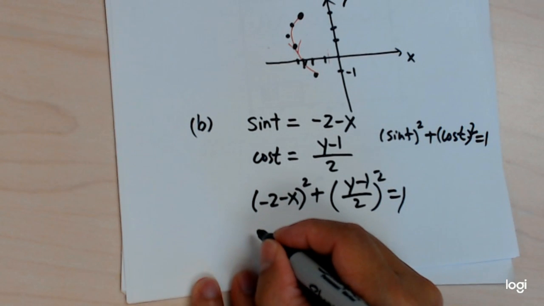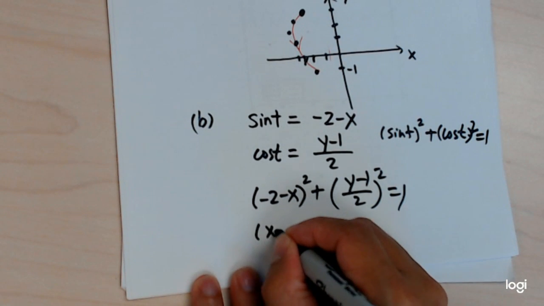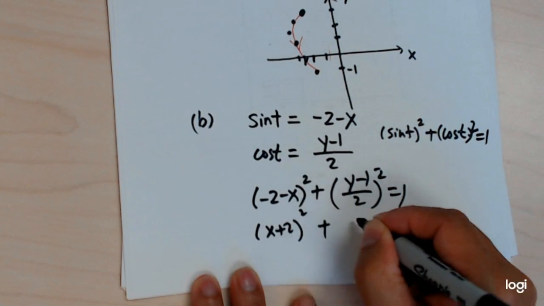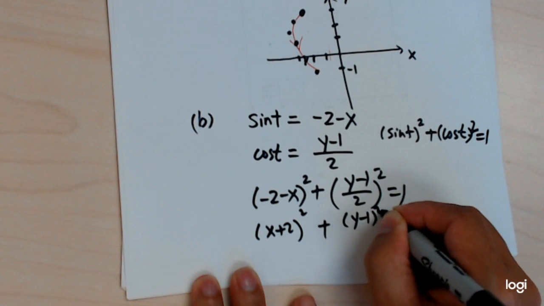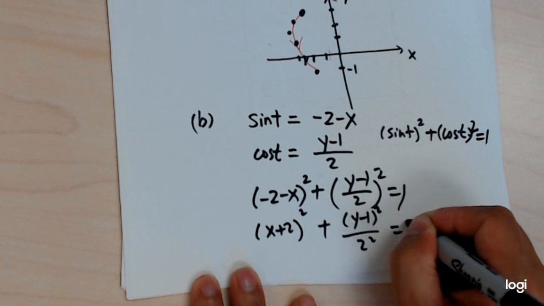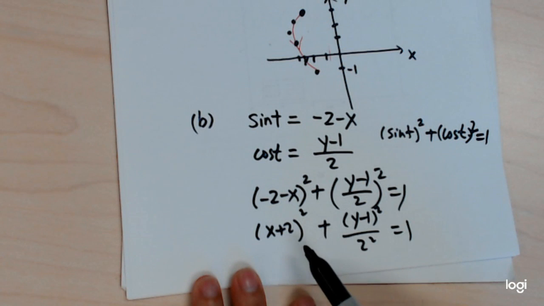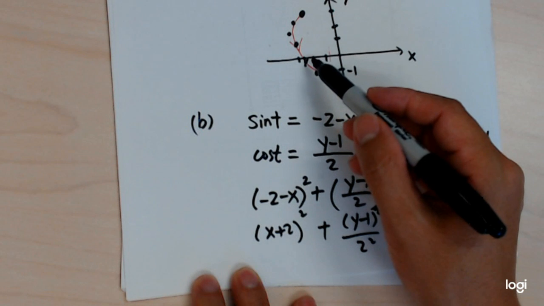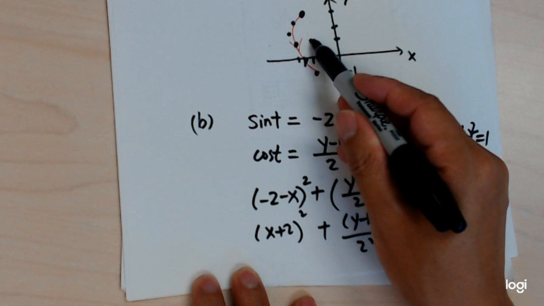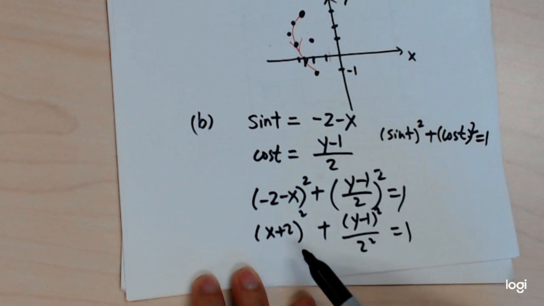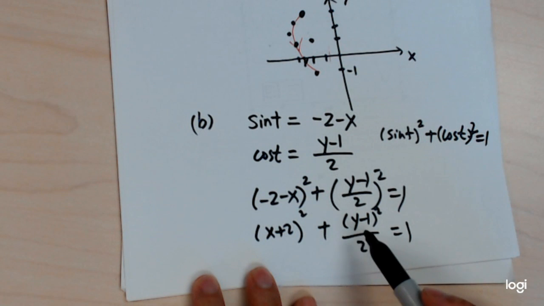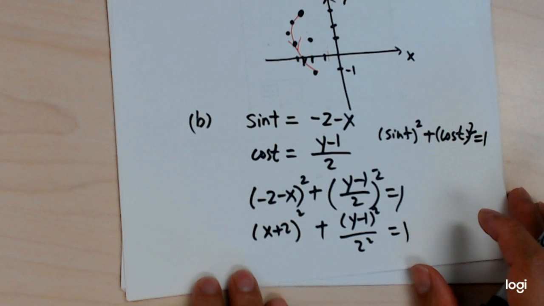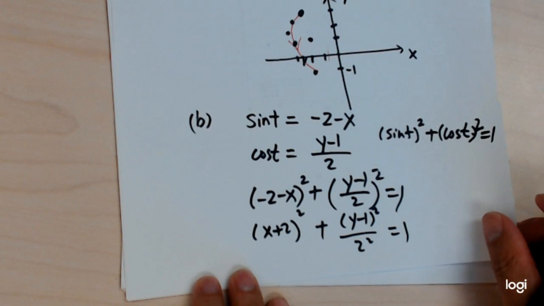I can rewrite this a little bit more, and I get x plus 2 squared, y minus 1 squared over 2 squared. You don't have to do this, but this clearly indicates this is an ellipse. The center is -2, 1. Okay, the center is -2, 1. So that's the center of the ellipse with some major axis and minor axis. So you can review about the ellipse. Okay, so that's number 4.